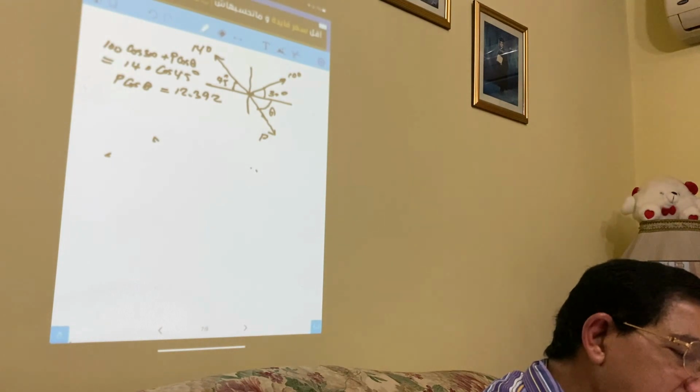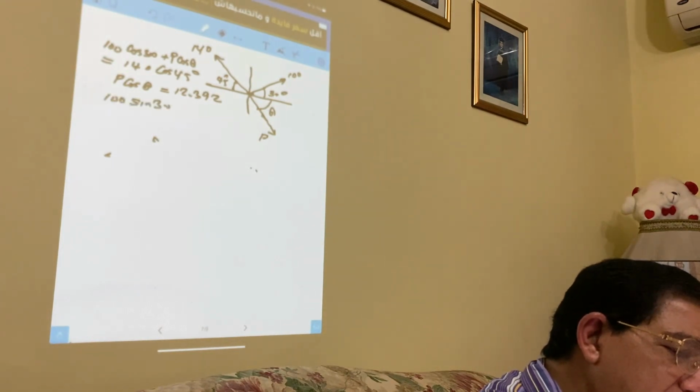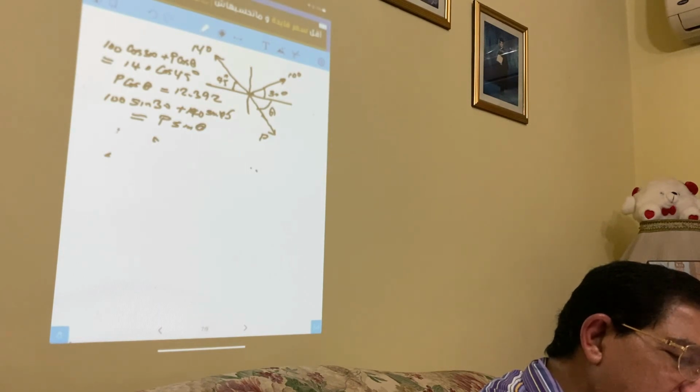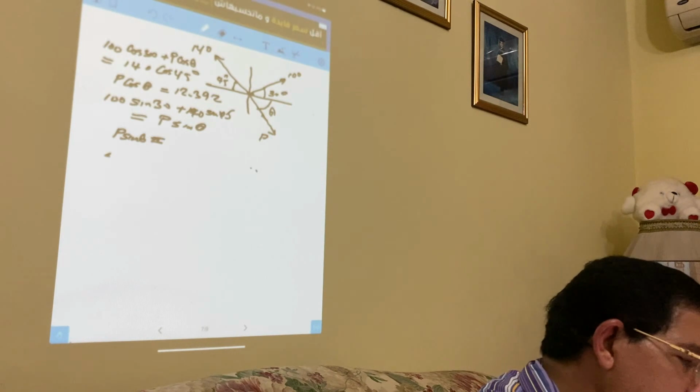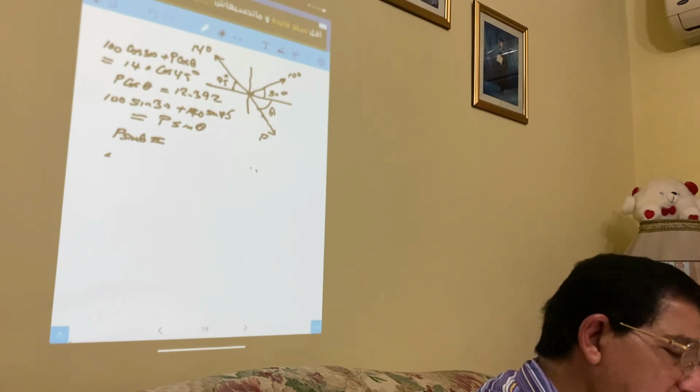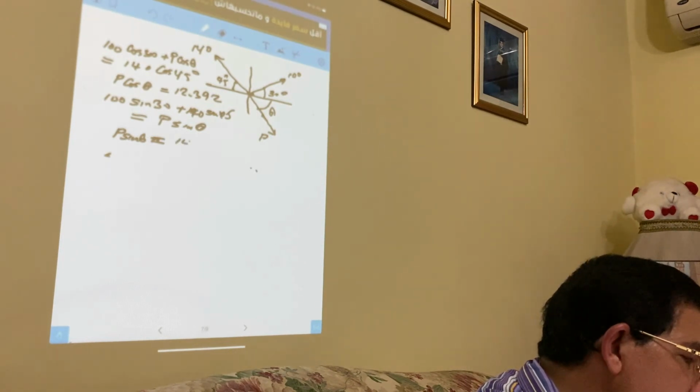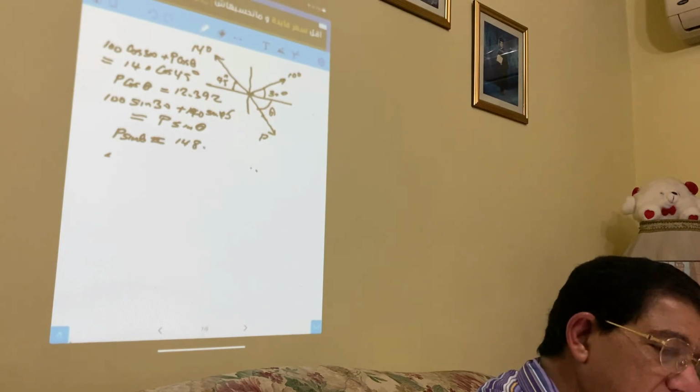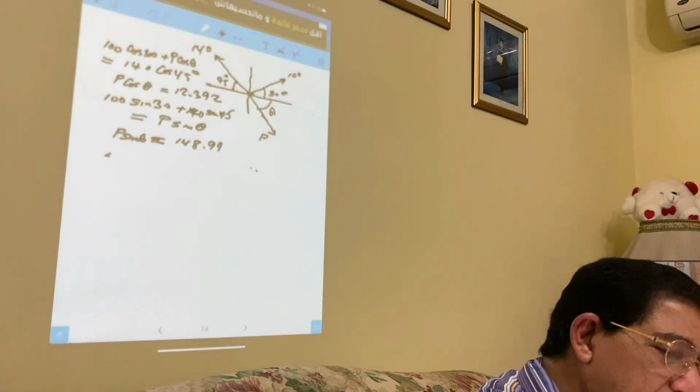Then we say 100 sine 30 plus 140 sine 45 equal P sine theta. We will get the value of P sine theta equal 148.994.